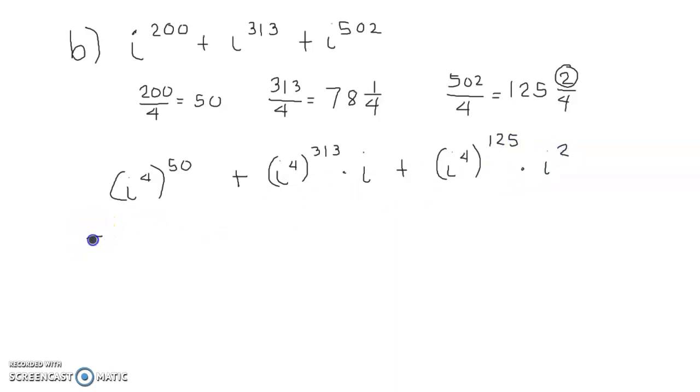So if we simplify the equation, we know that i to the 4th is 1, raised to 50, is simply 1 times 1 times 1 and so on. You need to multiply 1 50 times, plus i to the 4th raised to 313. So we need to multiply 1 times 1 times 1. We know that's 1 times i, plus this is also equivalent to 1 times i squared, which is negative 1. Therefore, for letter B, the value is i.